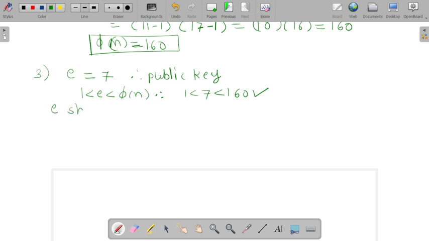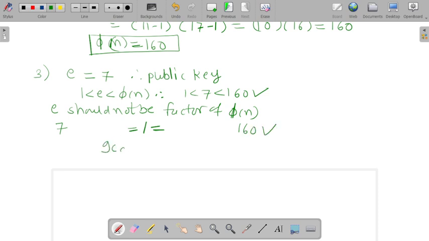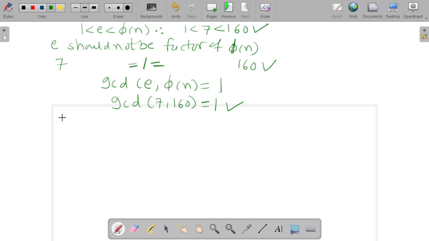So E should not be a factor of our value of phi of n. So E is 7. It is not a factor of 160, and GCD of E and phi of n is equal to 1. That is, GCD of 7 and 160 is equal to 1. So these three rules are applicable here. Then we will go for finding our private key.